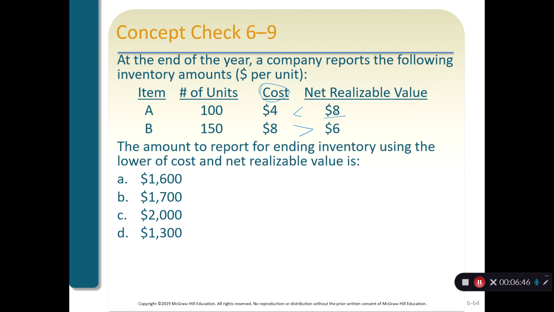So therefore, in order to calculate the ending inventory account of this company, we will pick the lower of the cost or net realizable value. So the lower of cost or net realizable value of A should be the cost, and for B product it should be $6. So therefore, 4 multiplied by 100 is 400. 8 multiplied by 150 is going to be 1,200.